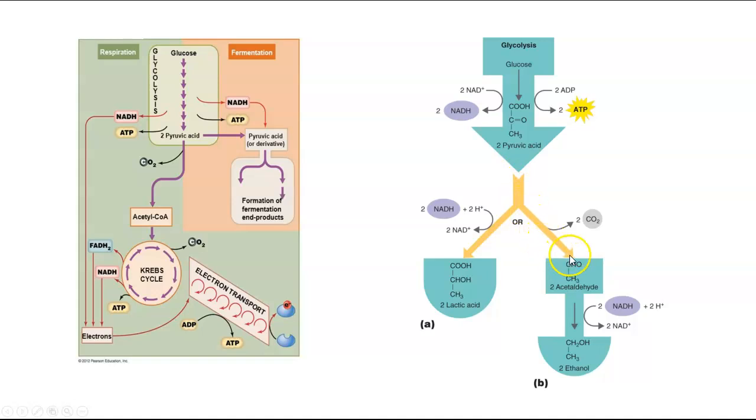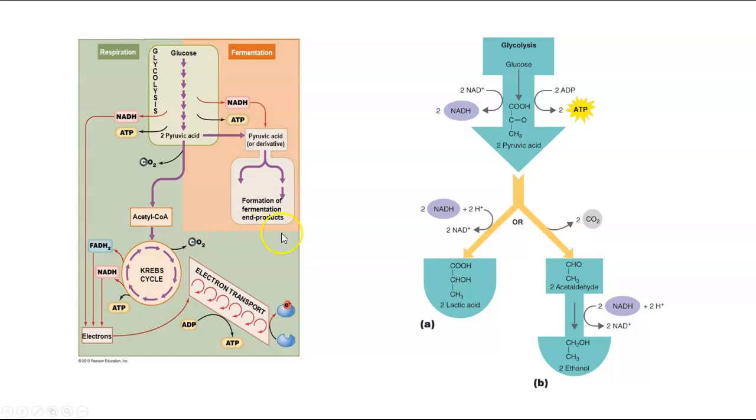Other bacteria and even yeast can metabolize the pyruvic acid and make ethanol. And they actually make a little CO2 also. But they make ethanol. So depending on the kind of microorganism you have, your fermentation end product will be things like lactic acid, ethanol. There's other things too. So let me just back up.